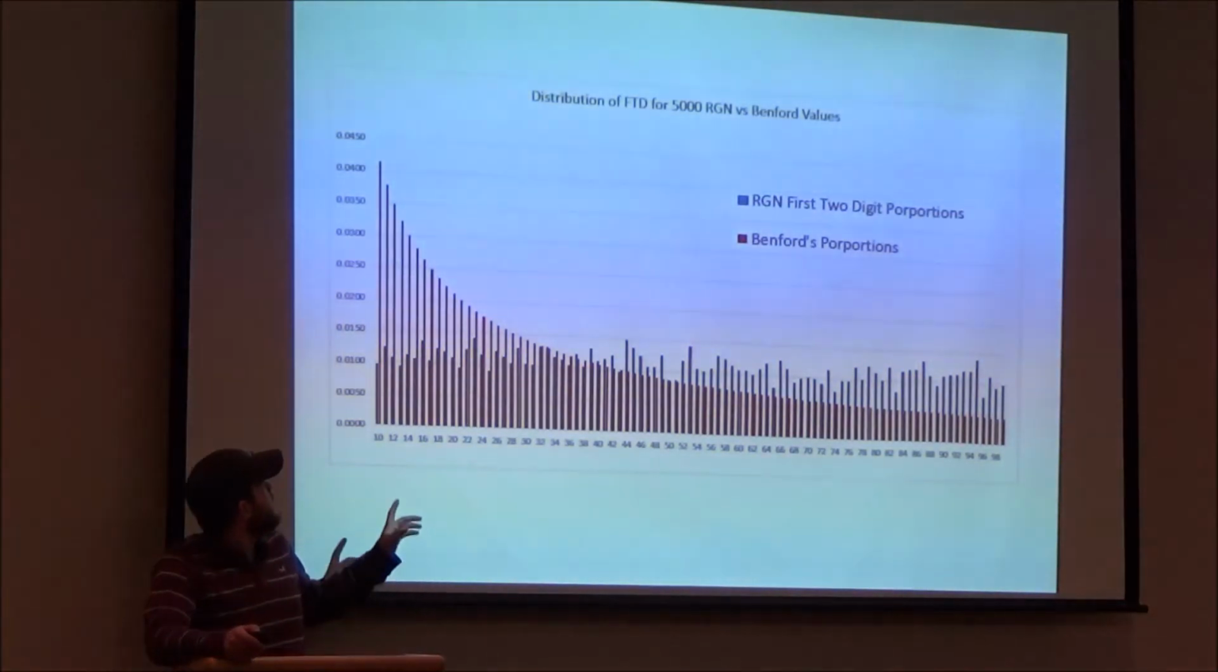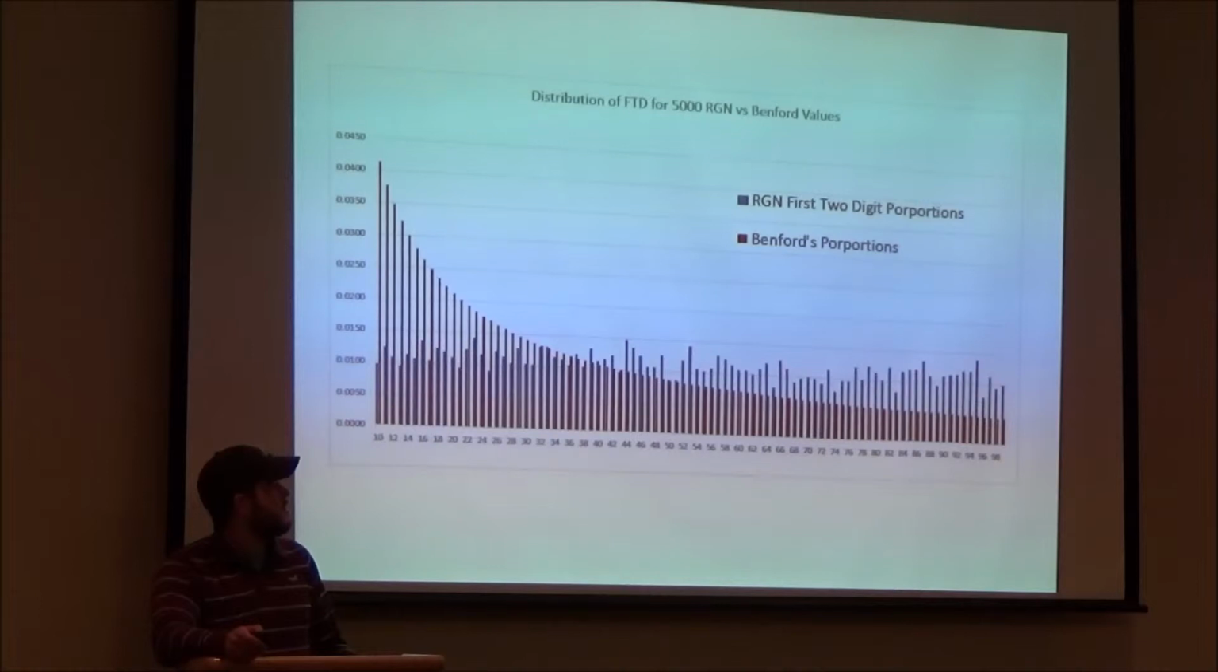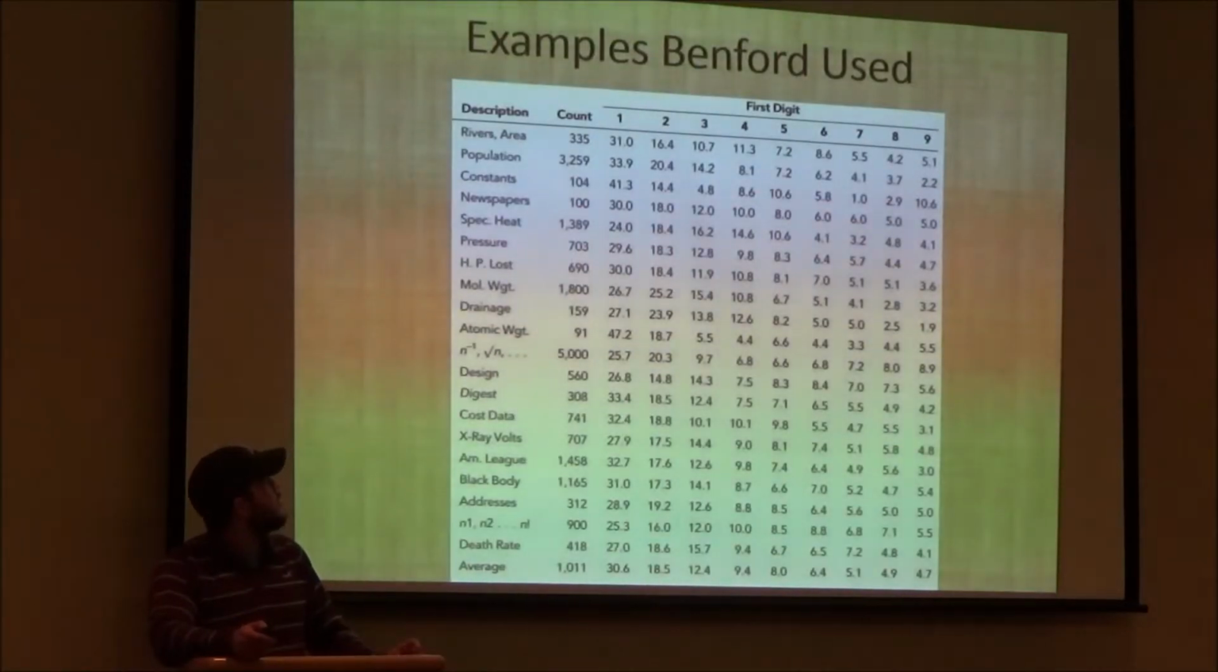So the red is how Benford should look, and this is just 5,000 randomly drawn numbers between 1 and a million. As you can see, what you would expect, they're fairly uniform across the board.